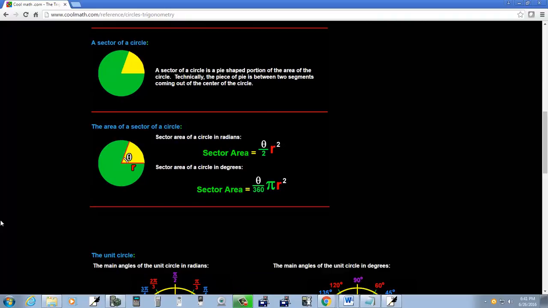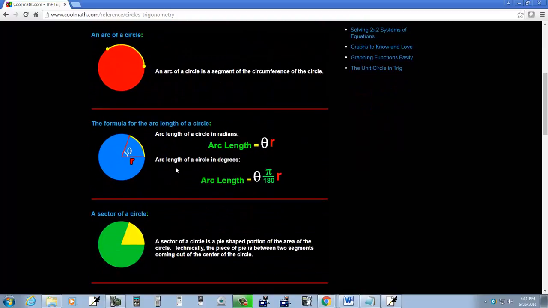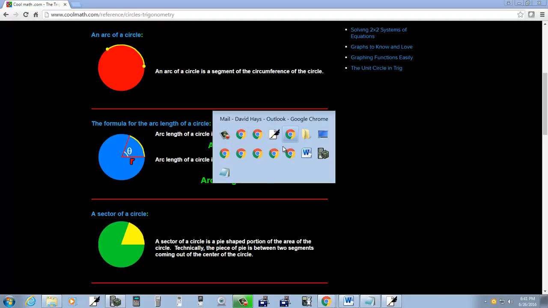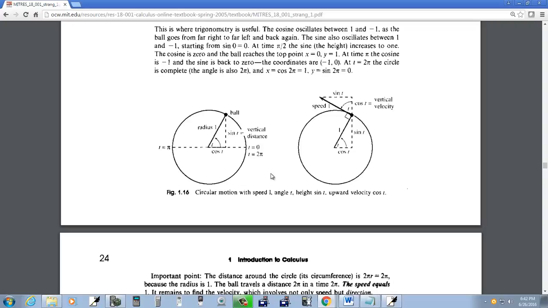Sector area is theta over 2 times r squared. So this is what you'd want to, of course it depends on what you're dealing with. If you're dealing with degrees, it'd be this formula. If you're dealing with radians, it's this formula. To find the distance of that arc length, then you'd use these. Pi over r. And, where's the book? There we go.